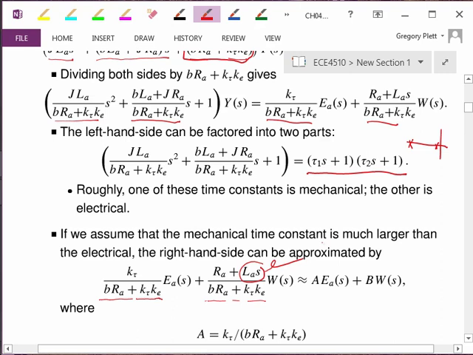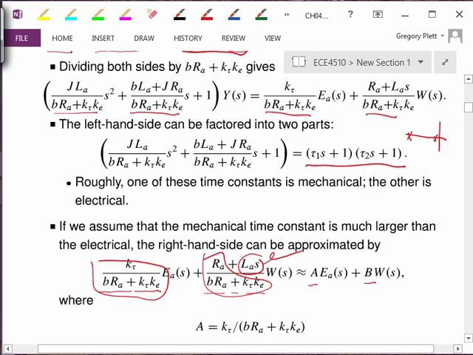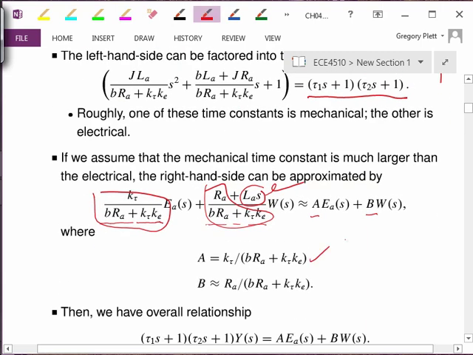So if I make that assumption, then I've got a constant times Ea plus a constant times W, and we'll just name those constants A and B. And then A is written down here. That is not an approximation, but B is an approximation because that LA times S was removed. And what we've done is we've really removed a 0 here. If you think about it, the numerator polynomial in the process, which has made our dynamics a little bit simpler, but it's so fast that it's so far in the left half plane that it's probably an okay thing to do.